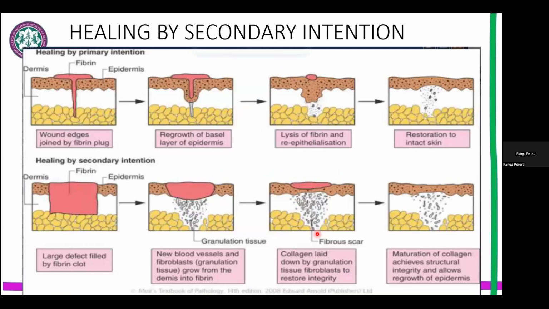Right. So the second phase is healing by secondary intention. Now, what secondary intention means is there's a loss of tissue in this in-between area, and this whole area should be replaced by granulation tissue. So when that happens, it takes time, and there is a large scar, and the scar is contracting at the end.